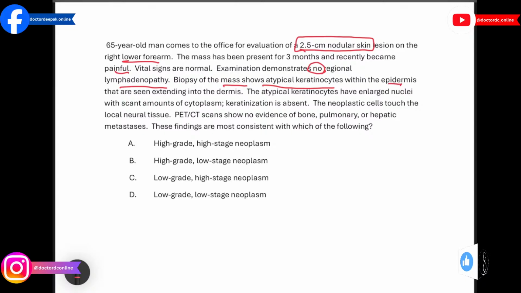keratinocytes within the epidermis that are seen extending into the dermis. The atypical keratinocytes have enlarged nuclei with scant amounts of cytoplasm. Keratinization is absent. The neoplastic cells stretch the local neural tissues. PET and CT scans show no evidence of pulmonary or hepatic metastasis. These findings are most consistent with which of the following?